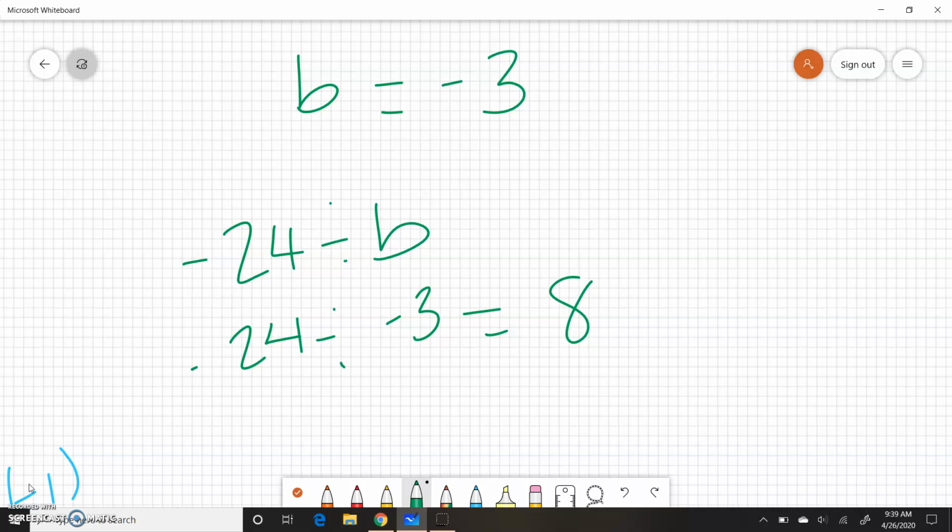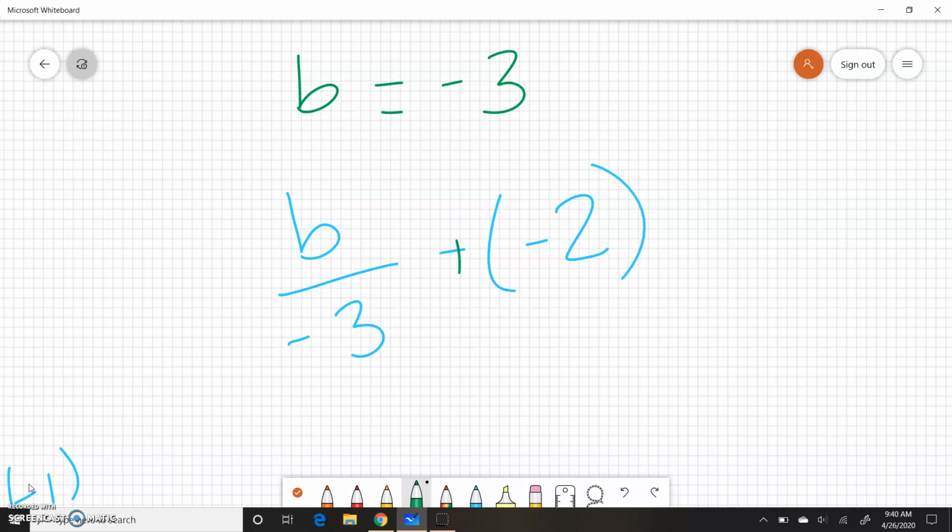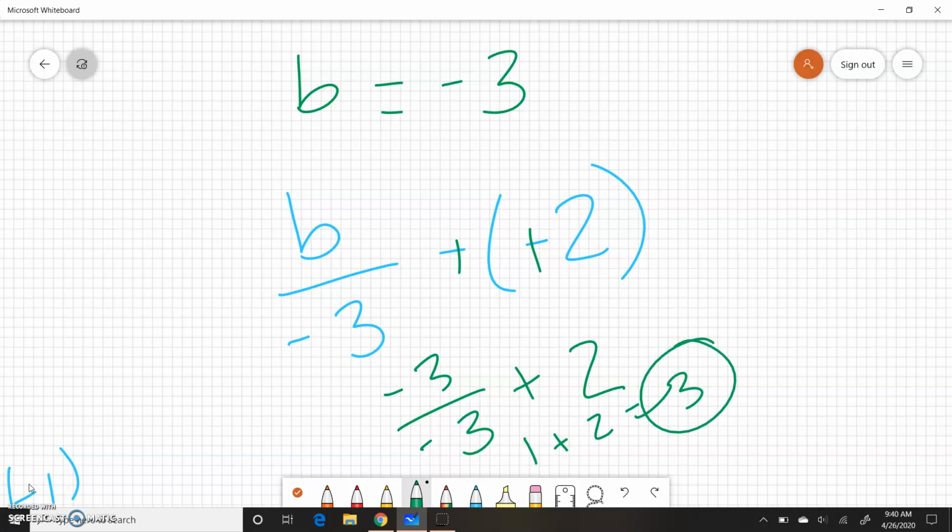They might give you a question that looks like this. They might say B over negative 3, or B divided by negative 3 minus a negative 2. Okay, first thing I would notice is that this is minus a negative, so it's plus plus. So it's really plus 2. So it'd be negative 3 over negative 3 plus 2. Well, 3 divided by 3 is 1, and they are both negative, so it's a positive 1 plus 2. 1 plus 2 equals 3. So 3 would be my final answer.